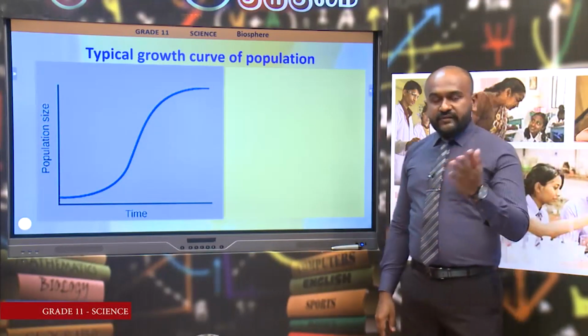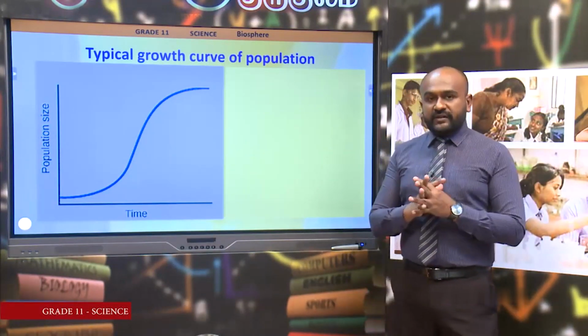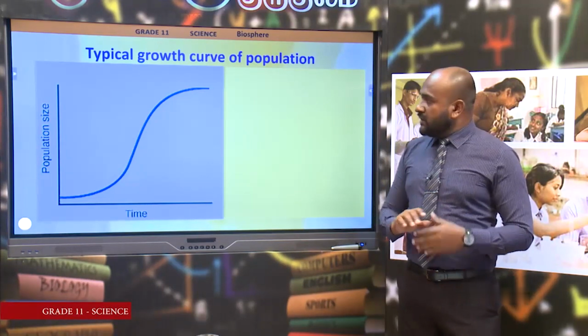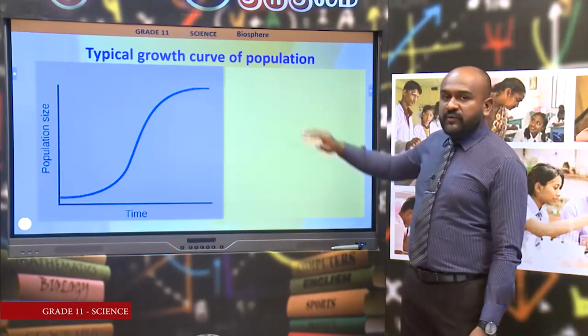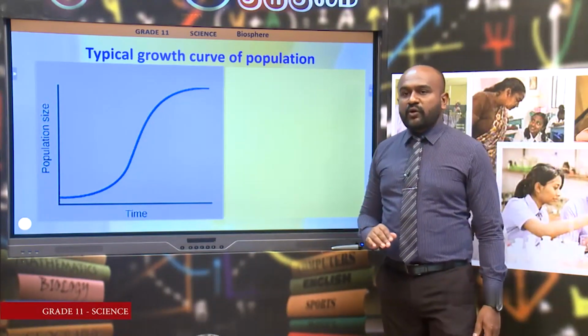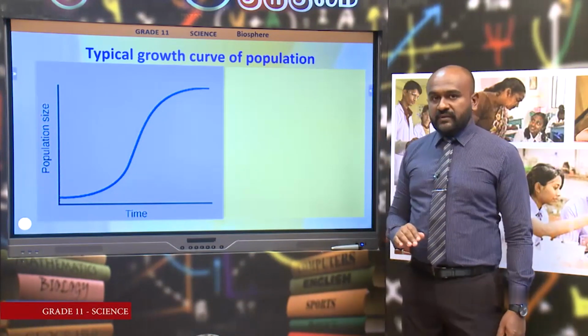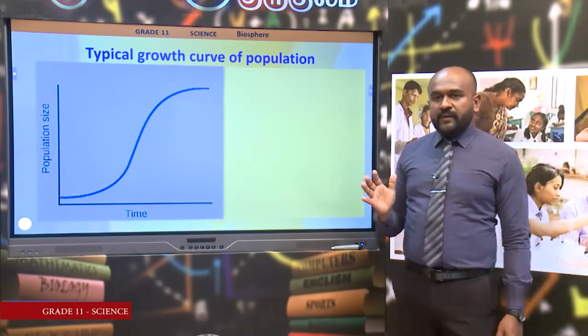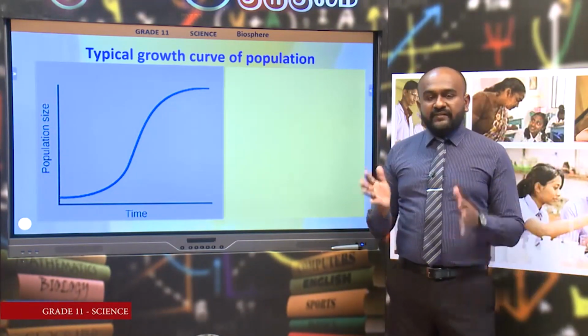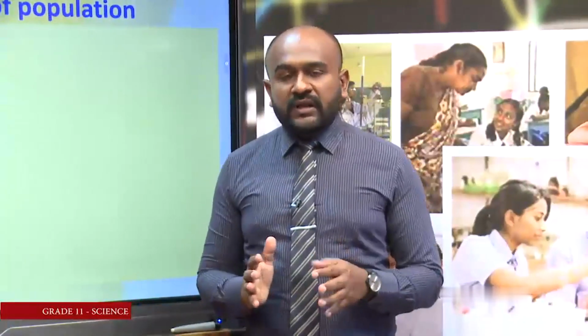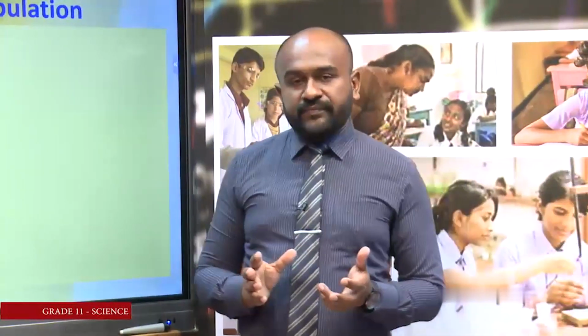Yeah. So, this is one of the other learning outcomes. What is it? Identifying the typical growth curve of a population. There we consider a natural population existing under natural control.